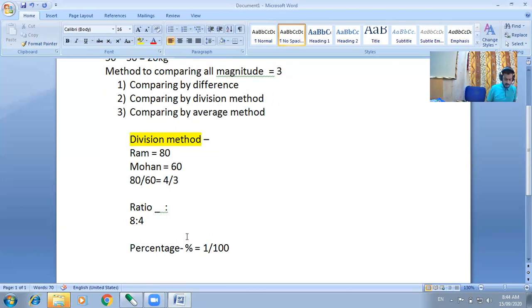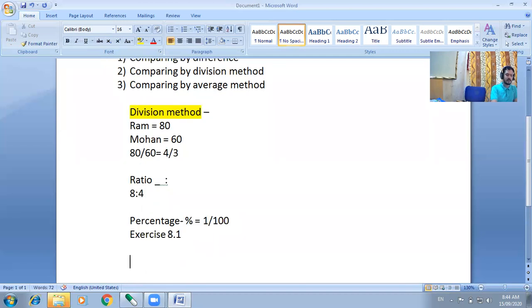Find the ratio of the following. All students, read all the questions carefully from your book. Exercise 8.1, question number 1: find the ratio of the following, meaning calculate in the form of a ratio. Remember, in a ratio, firstly convert into the same unit, same magnitude. Then you can get your answer.